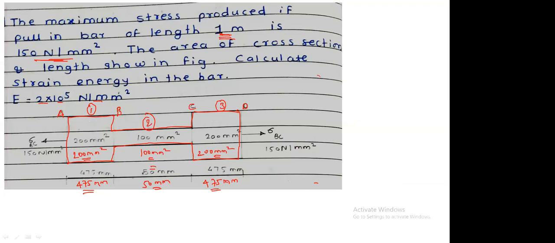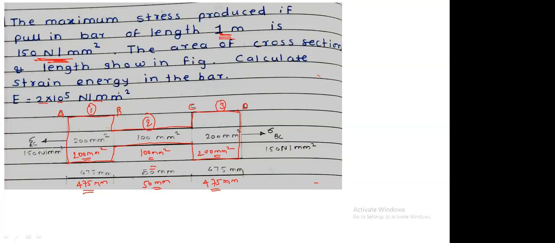We have to find the strain energy separately in these three sections, and make the addition, and then you will get the total strain energy stored in the bar. Now, in addition to that, they have given the maximum stress is equal to 150 Newton per mm square.